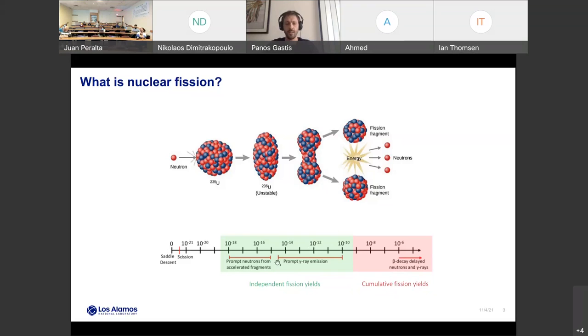Now, one last thing I want to point out in this slide is that the fission yields, which means basically the probability of producing fission fragments with masses, let's say M1 and M2, are called independent when they correspond to the masses right after the prompt neutron emission, but before the beta decays. While at the later time scales, after the products start to decay, they're called cumulative fission yields. So when we do measurements of fission yields in order to study the fission process and extract information about the fragment formation, we do measurements of independent fission yields after the prompt neutron emission and before the beta decays.